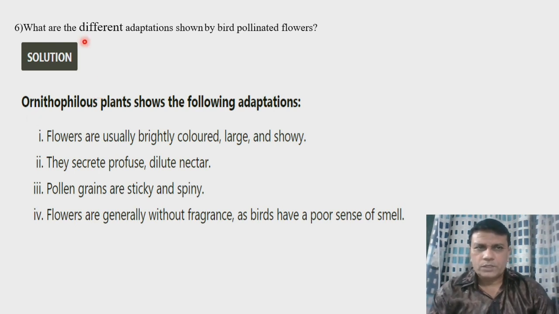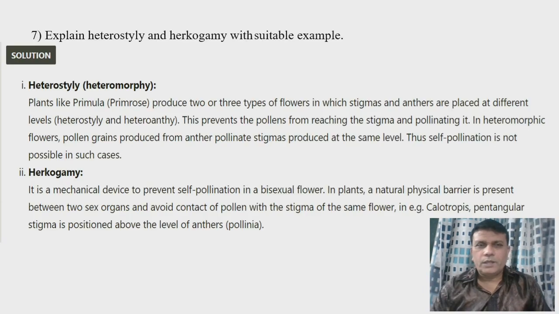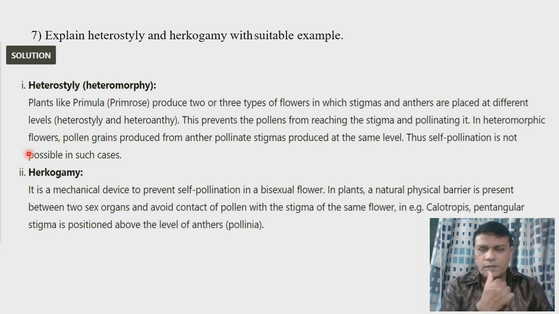ornithophilous flowers. Then the next question is explain heterostyle and herkogamy with suitable example. That means heterostyle will carry 1 mark and herkogamy will carry 1 mark. Now in heterostyle, the meaning will carry half mark and half mark is for the example. In herkogamy, half mark is for meaning and half mark for example. So in this way, the distribution of mark is carried.